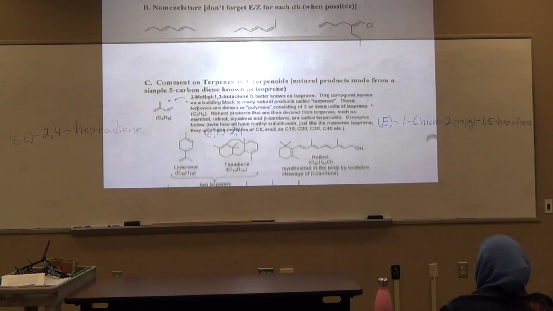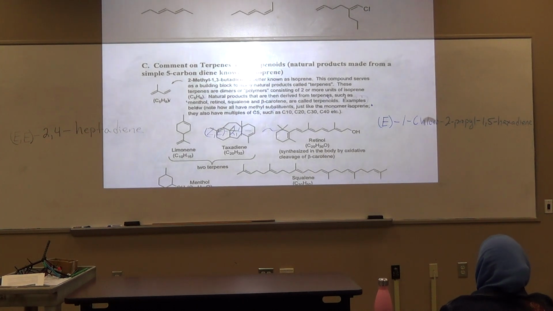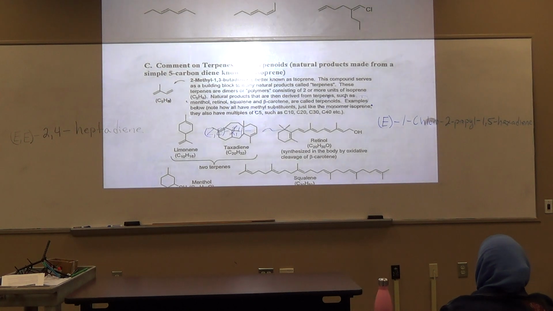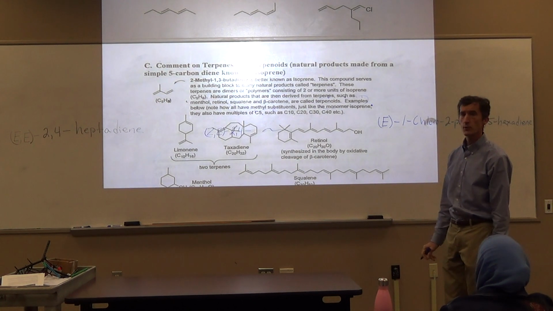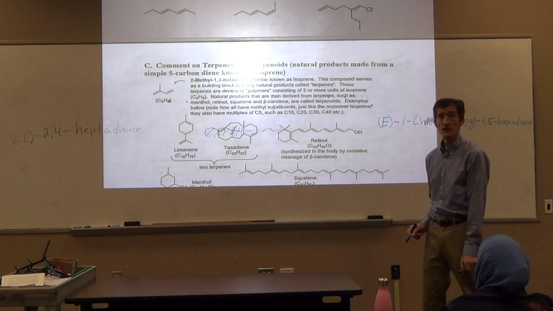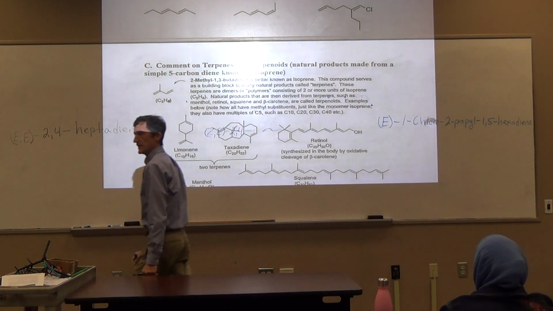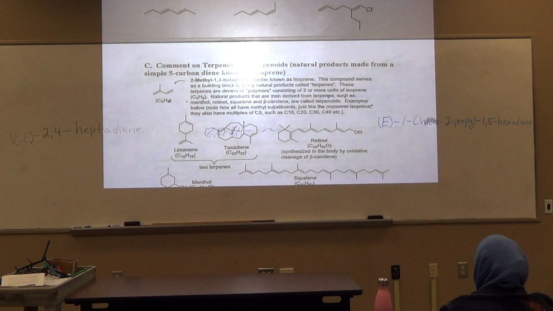Okay, terpenes, terpenoids, these are natural products, a class of natural products. We saw a class before, alkaloids. What's an alkaloid? Natural product that contains a basic nitrogen, like morphine, okay? Nicotine, all right? Lots of them, lots of beautiful molecules.